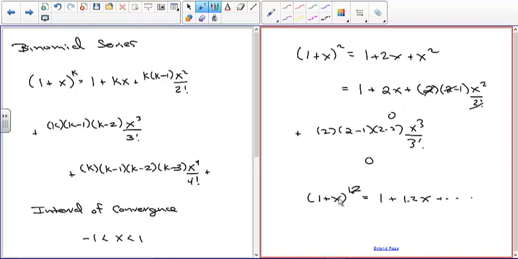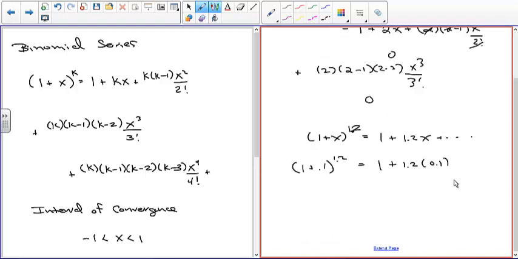And if you're very close to 0, then it's going to be pretty accurate. Let's just try that. So let's say we had (1 plus 0.1) to the 1.2 power. That's approximately equal to 1 plus 1.2 times 0.1. And let's ignore the higher order terms. See how close that is.